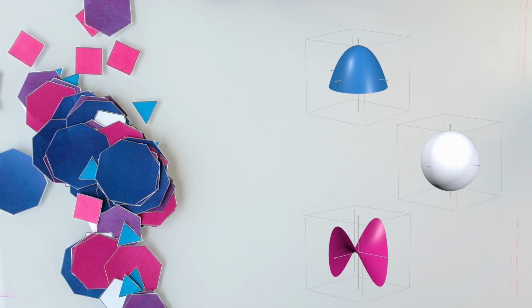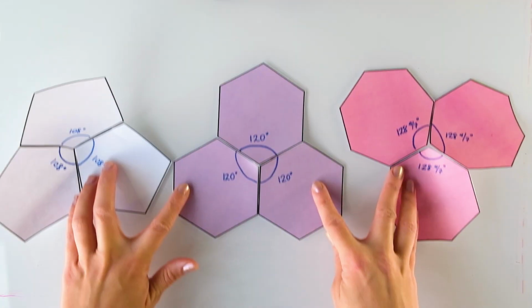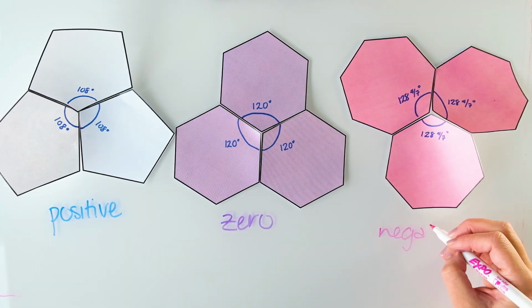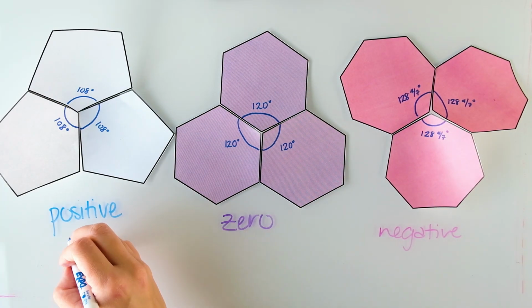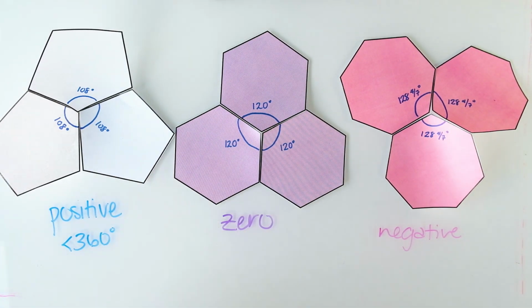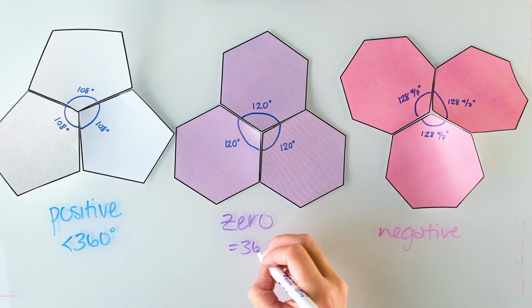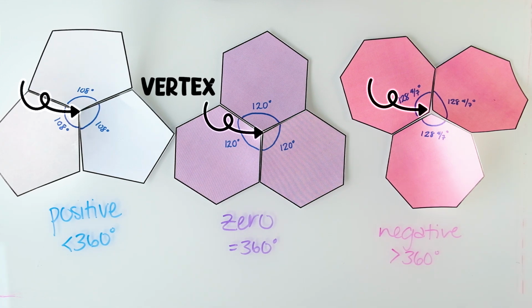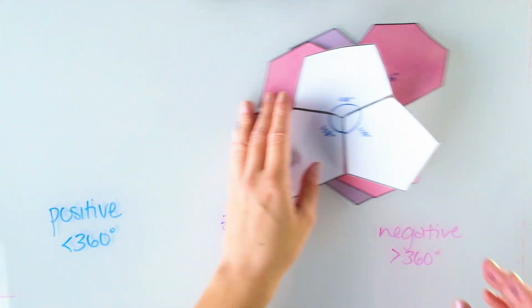Wow! As we work, we should keep in mind that surfaces can have different kinds of curvature: positive, zero, and negative. The curvature of a surface is determined by the sum of the internal angles measured at a vertex, and the vertex is the point where the corners of our tile pieces come together. These definitions will come in handy during our design challenge.